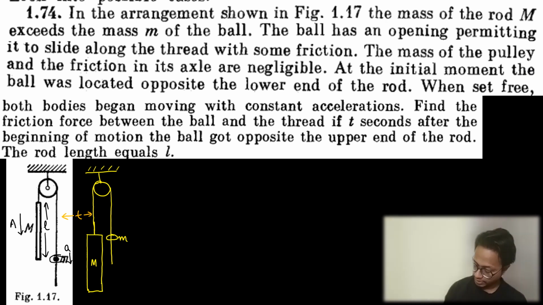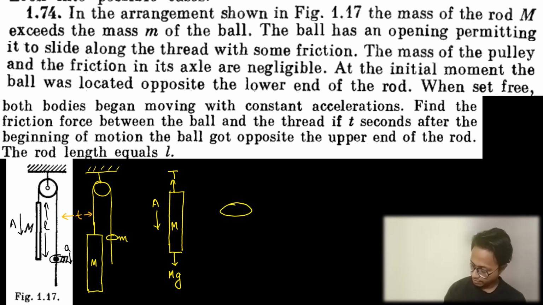So now let's draw the free body diagram of the block of mass M that is moving down with acceleration A. Upward is tension force, downward is Mg force. And let's draw the free body diagram of the ring of mass m. Down is mg, upward is friction. It is moving down with acceleration a. Now see, this friction force will always act in the upward direction. Why? Because the ring is always trying to slip down.